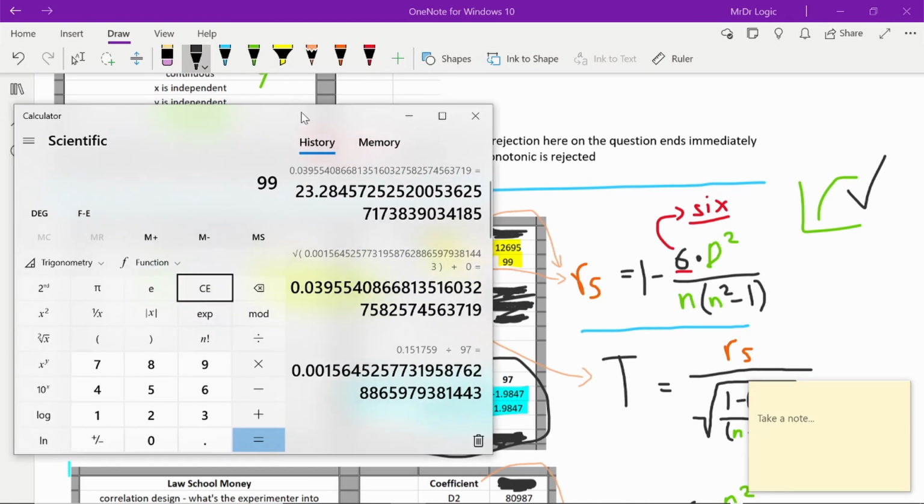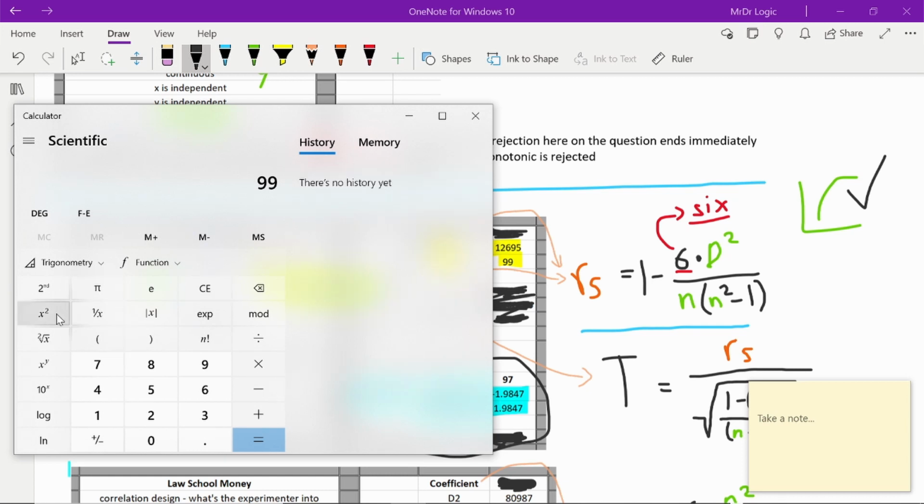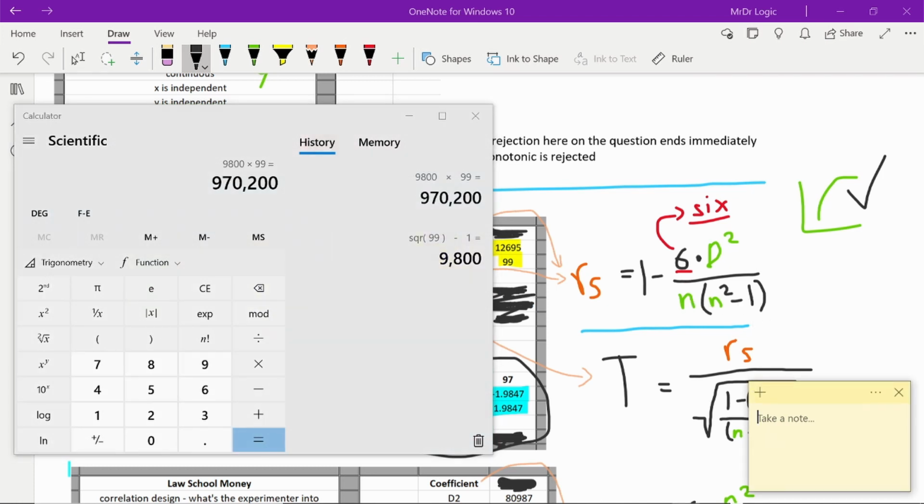Okay, so 99 squared minus 1 times 99. So we just did the bottom part right here. You can see already right here what I'm doing. We just did the bottom part right here. Now we're going to do the top bit.